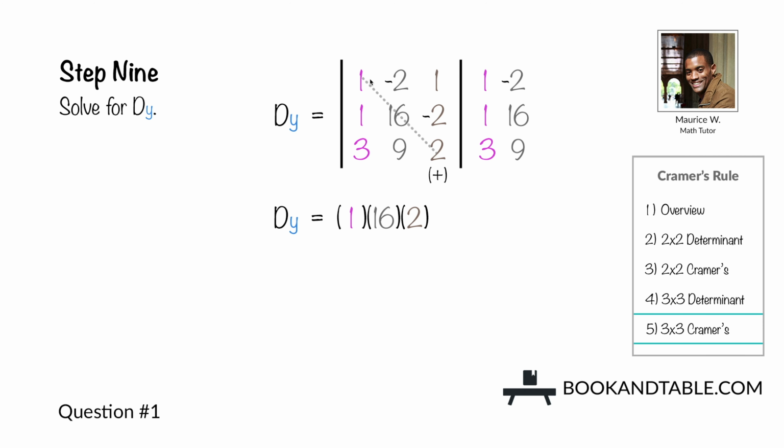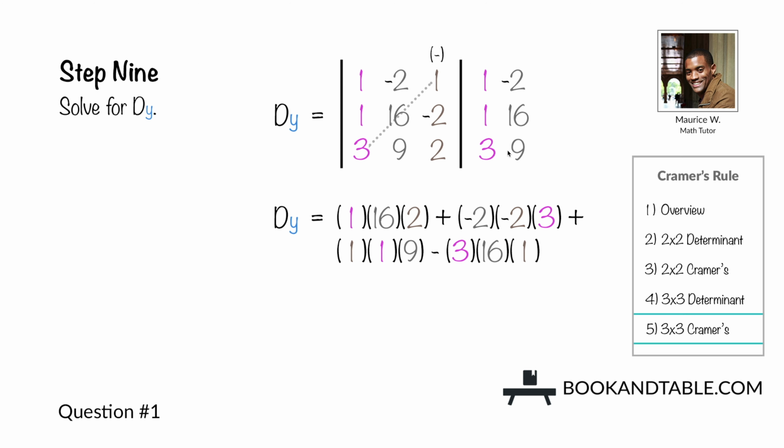So we get 1 times 16 times 2 plus negative 2 times negative 2 times 3 plus 1 times 1 times 9. And then we do minus 3 times 16 times 1 minus 9 times negative 2 times 1 minus 2 times 1 times negative 2. Once we do this, we now have the expression we need to solve for dy.